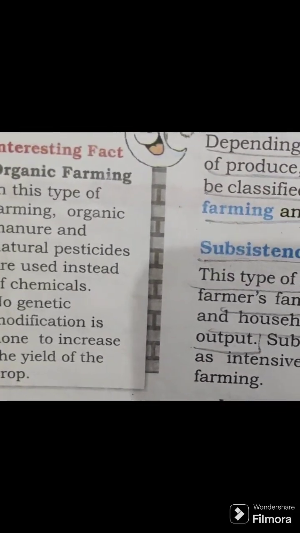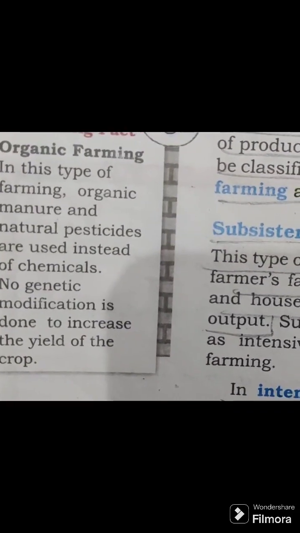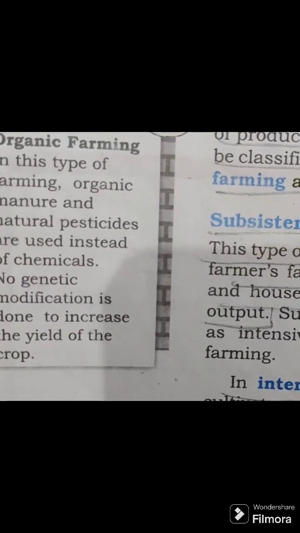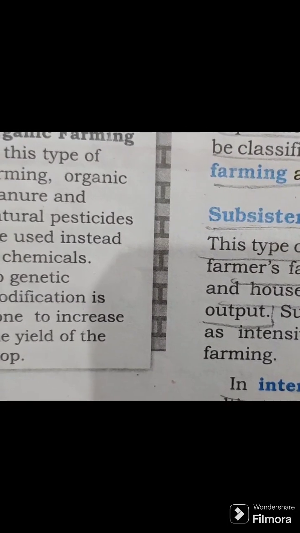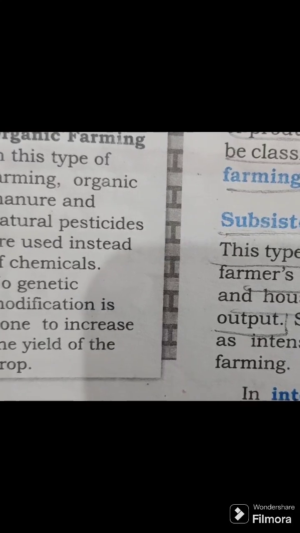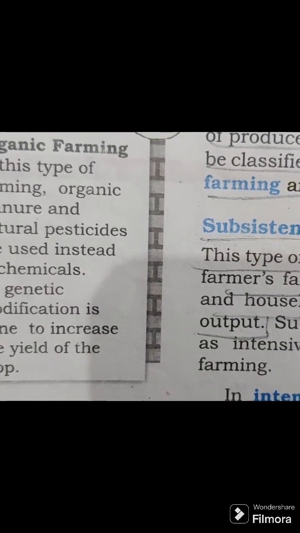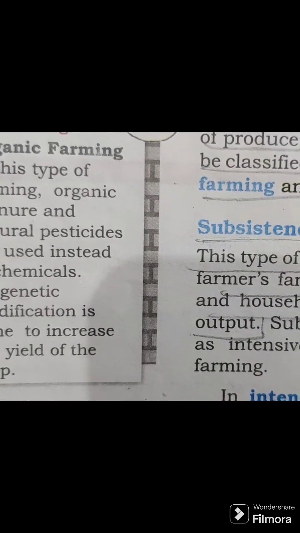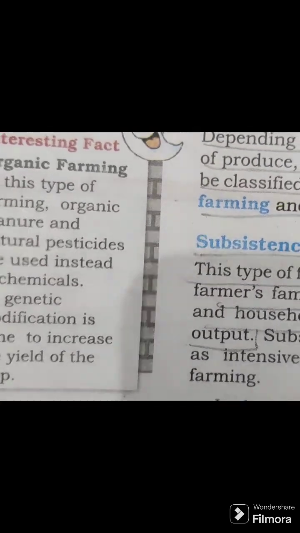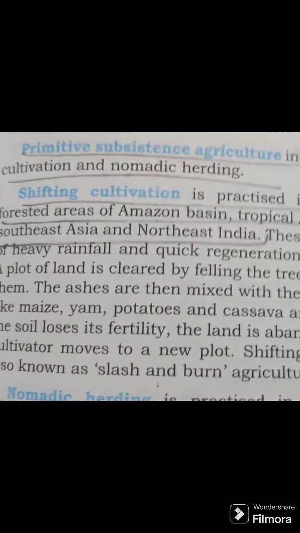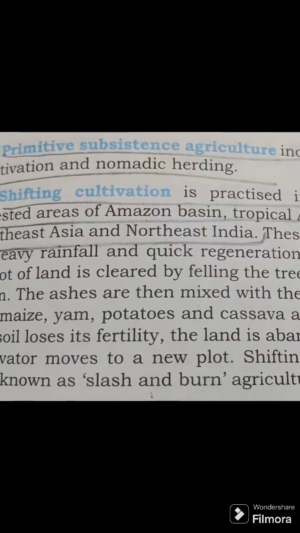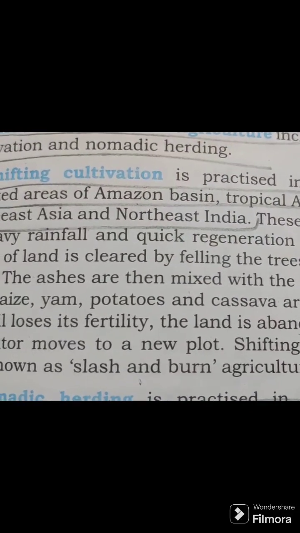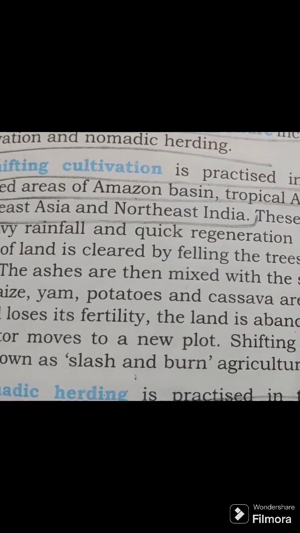Here is a column of interesting fact related to organic farming. In this type of farming, organic manure and natural pesticides are used instead of chemicals. No genetic modification is done to increase the yield of the crop. Then primitive subsistence agriculture includes shifting cultivation and nomadic herding.